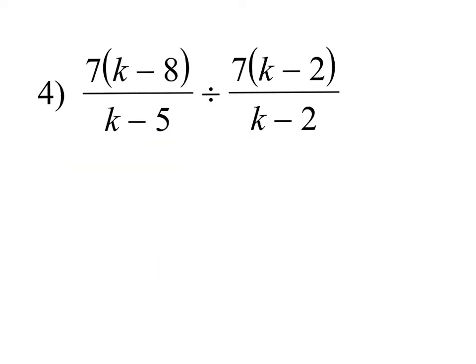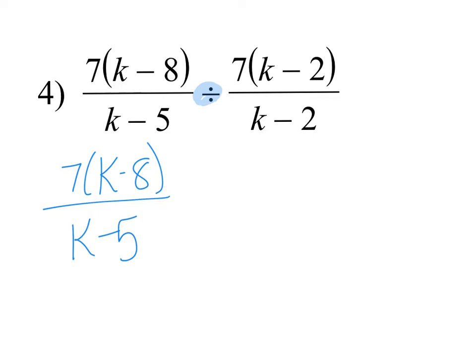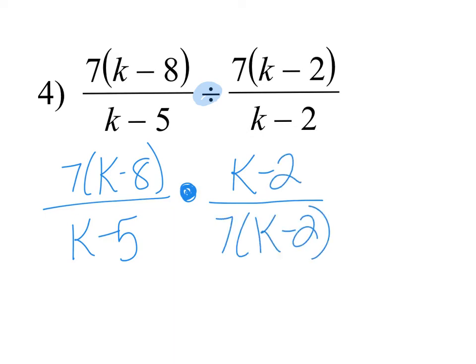Number 4 is division. And division is a little bit different because we have to use the rules that we do with fractions when we're dividing, and that's keep the first fraction the same. So I'm going to rewrite 7k minus 8 over k minus 5. I'm going to change the division sign to multiplication. And then I'm going to flip the second fraction around. So I'm going to change the bottom and the top. So k minus 2 over 7k minus 2. So we're multiplying, multiplication sign, by the reciprocal, and that's the flipping the fraction around.